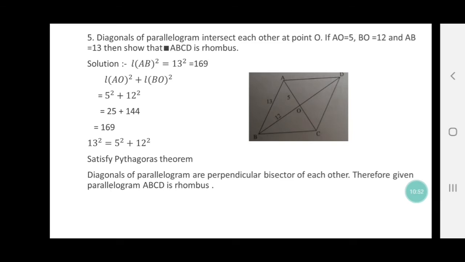Then the sum of the squares of the other two sides, that is AO square plus BO square, will be equal to 5 square plus 12 square, that is equal to 25 plus 144, that is equal to 169. Now 13 square is 169 and the sum of the squares of the other two sides is 169. From here we come to the conclusion that 13 square is equal to 5 square plus 12 square, which satisfies the Pythagorean triplet. So the diagonals of the parallelogram are perpendicular bisectors of each other. Therefore the given parallelogram ABCD is a rhombus. Okay. Now we move on to the next problem, the last problem of this exercise.